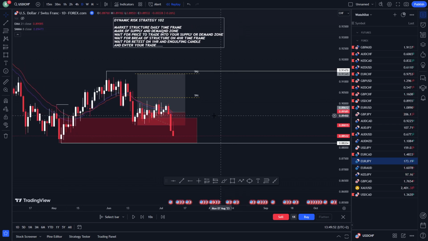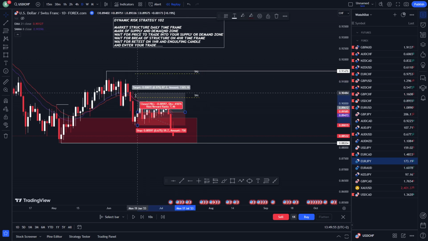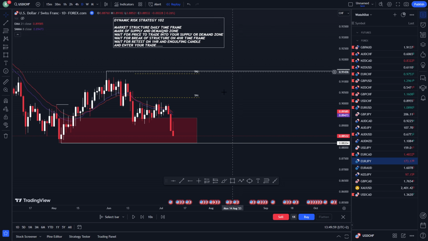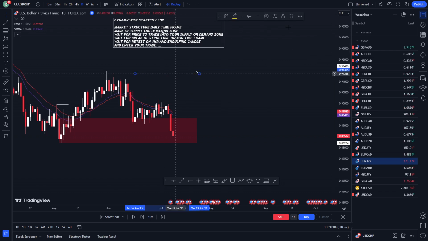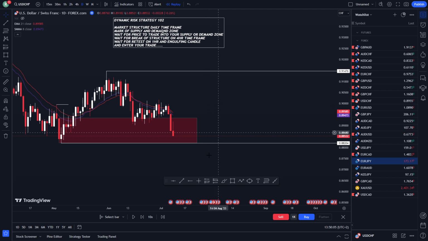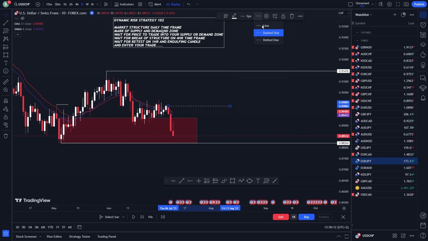Okay, stop loss got hit. Didn't hit my 1 to 1, but did go in my favor. That will happen. Let's remove that. That will happen, guys. You're not gonna get a strategy that's 100%, but you're gonna see some really good results with this strategy, guys. I can guarantee you that.